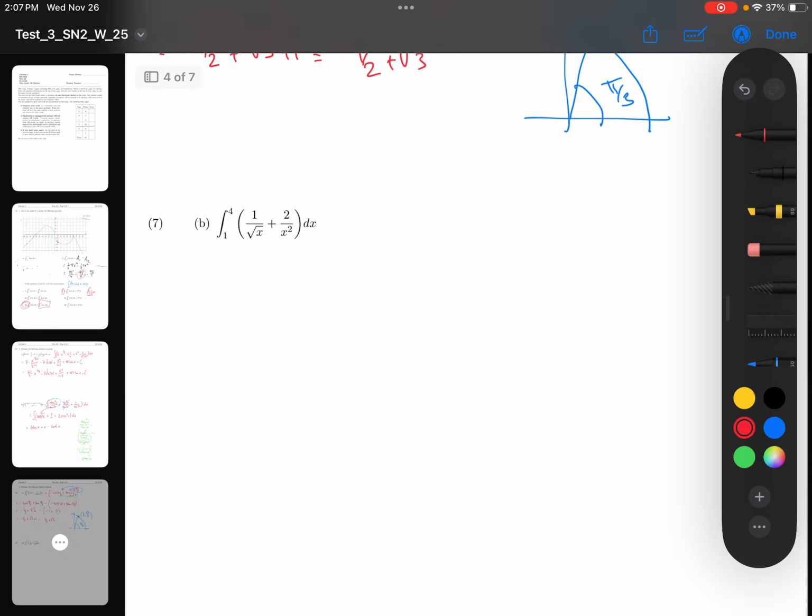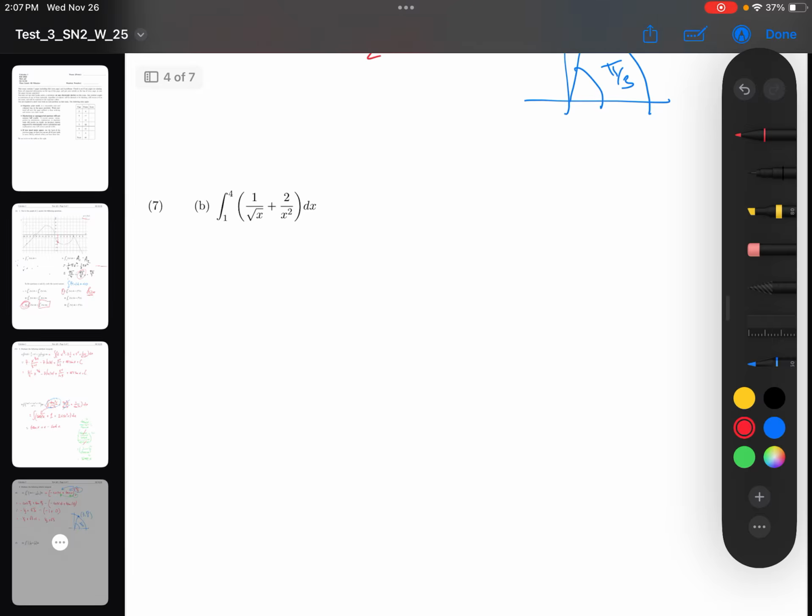And the second part is very similar. If you want, you can rewrite this as x to the power negative 1/2 plus 2 times x to the power negative 2 dx, evaluated from 1 to 4. Sorry, 1, not negative 1.